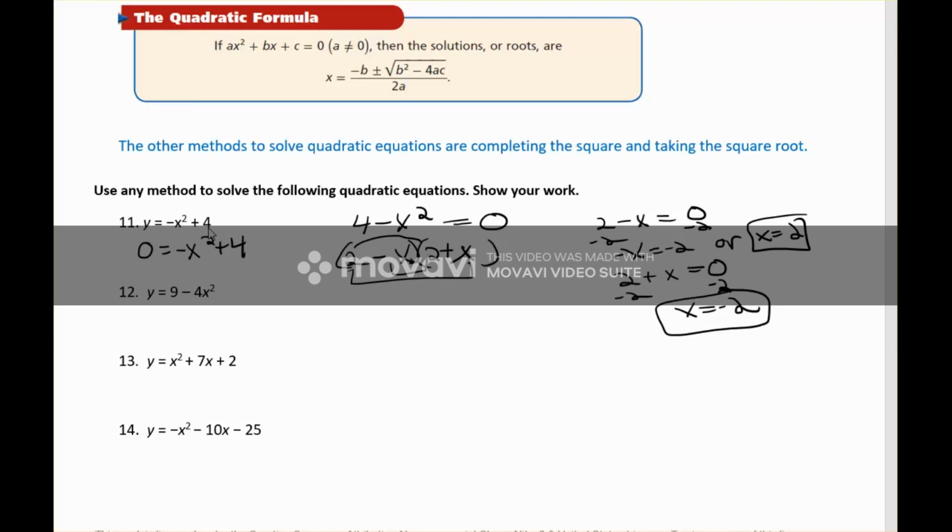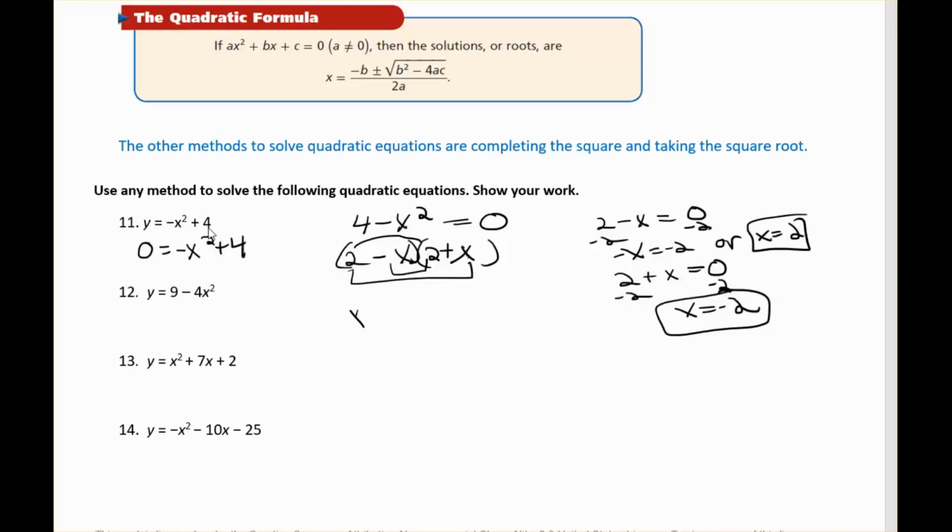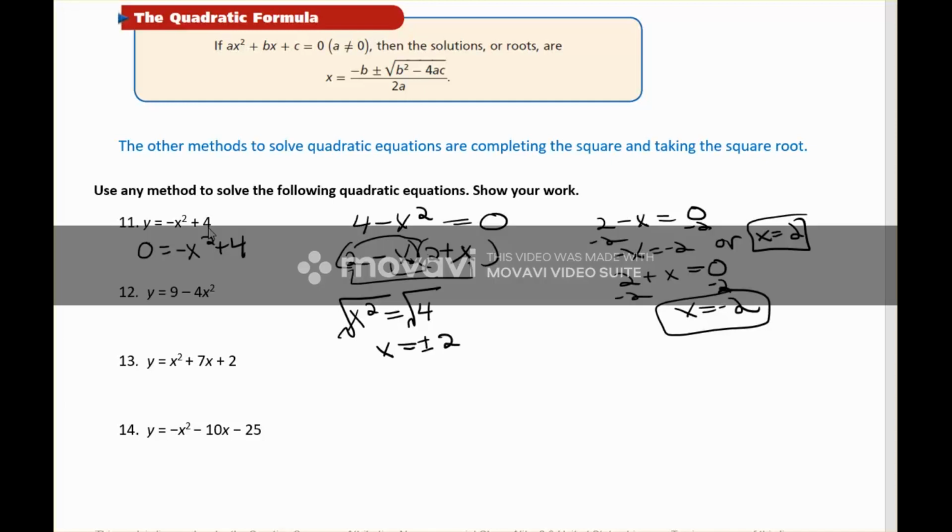This one could have been solved with square roots too. If I have 0 equals -x squared plus 4, I could add x squared to both sides, and I'd have x squared equals 4. Take the square root of both sides. When you take the square root of a number, we often just say it's 2, but there's really 2 roots. There's the positive and the negative, because -2 squared would also equal 4. So there's your 2 answers as well.